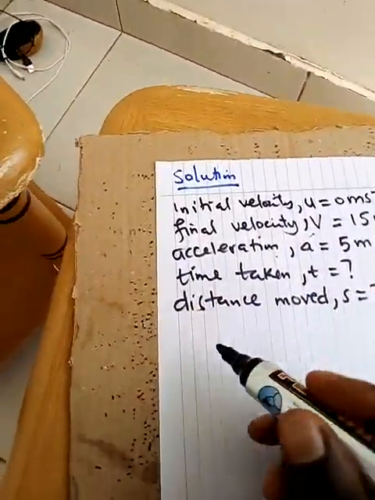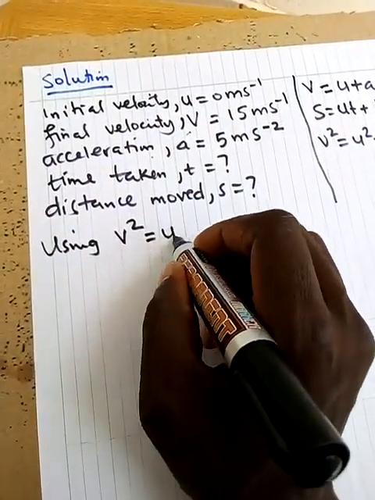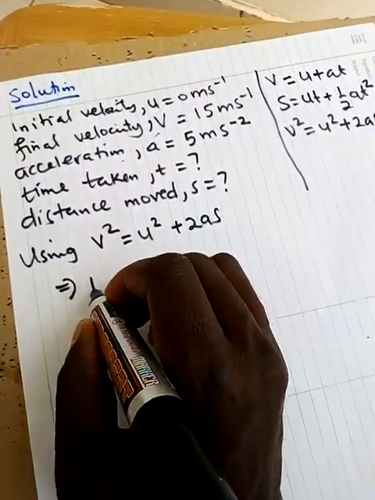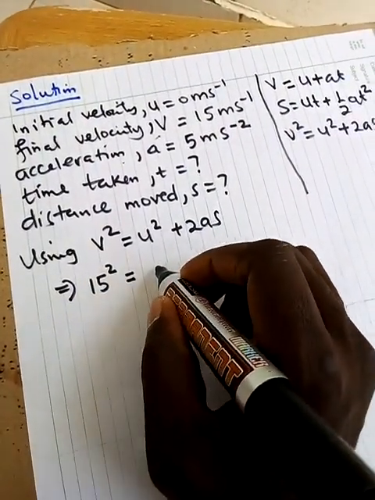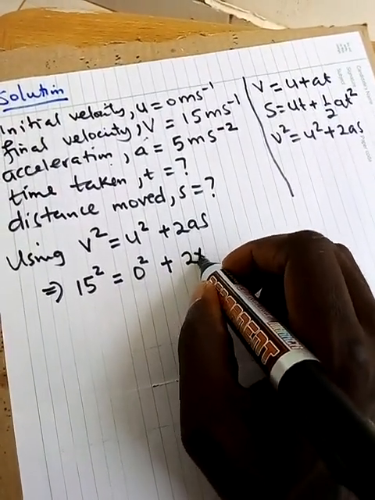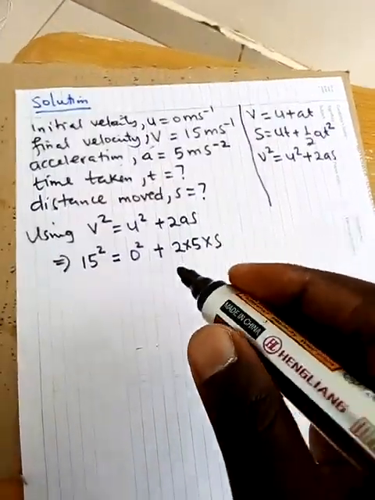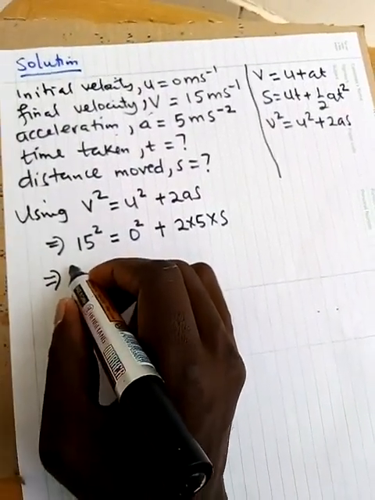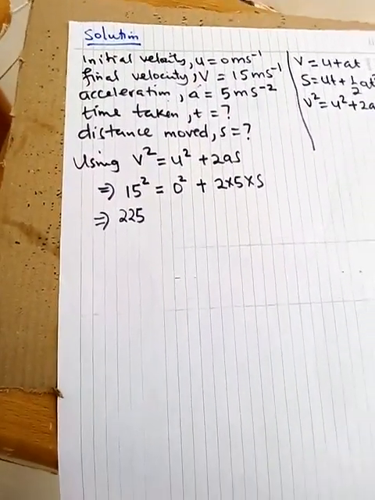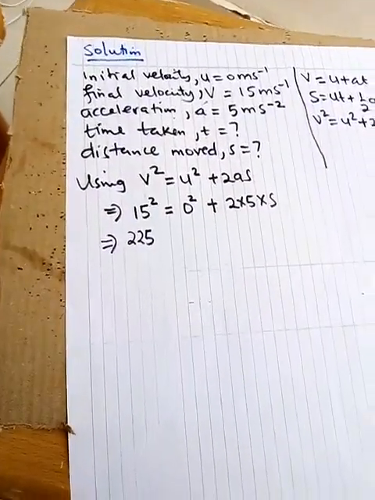So you are going to make a quotation here and tell the examiner that using V squared is equal to U squared plus 2AS. This would mean, what is V? 15 squared is equal to U squared, which is 0 squared, then plus 2AS, which is 2 times 5 times S. Alright, and then when you look at it properly, this is 225. Is it correct? Yes, 225.